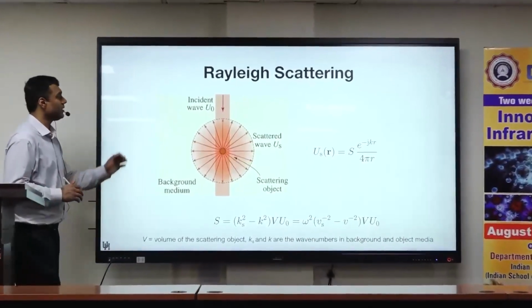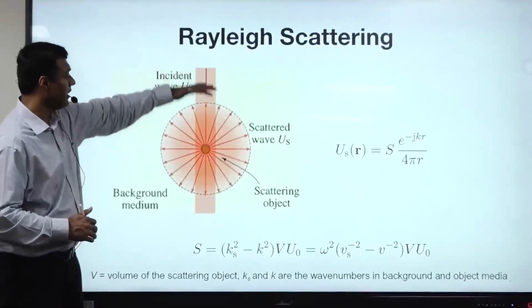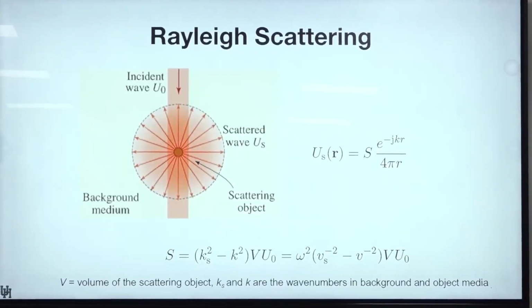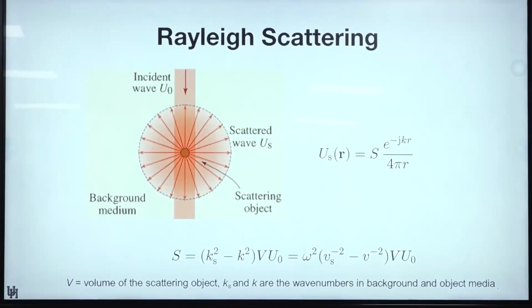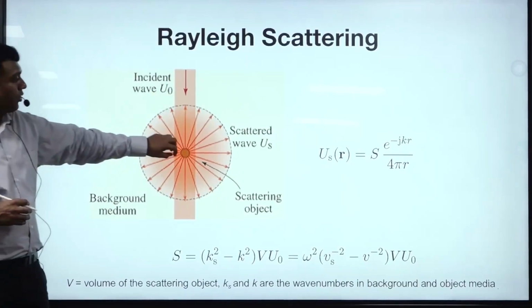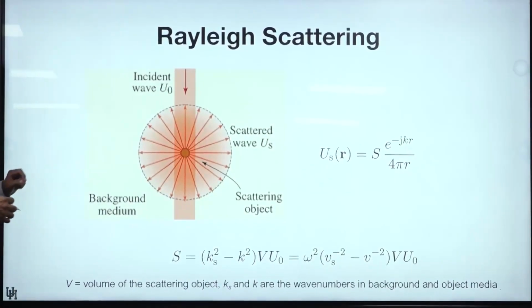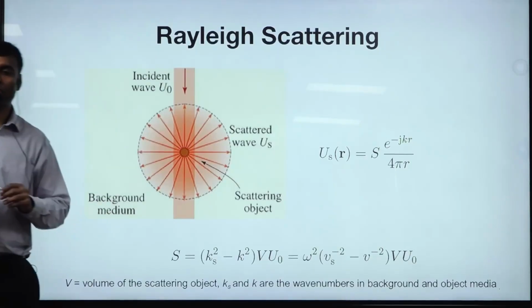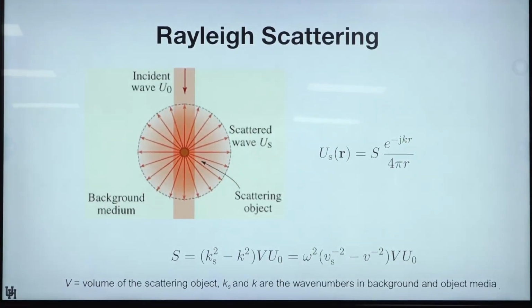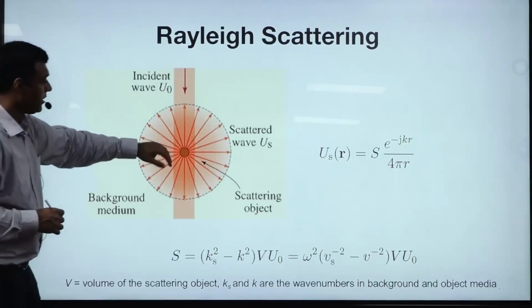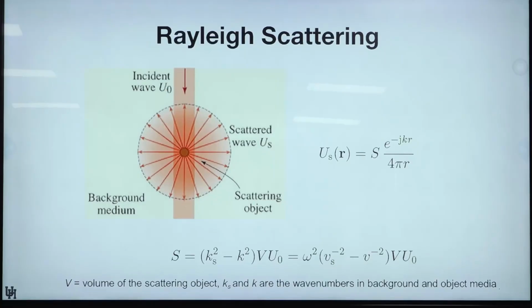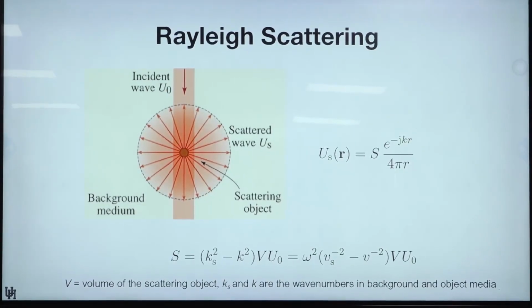What happens in Rayleigh scattering is light is incident, say, on an object which scatters light, and typically the size of the object is comparable to or smaller than the wavelength of light being used. In this case, light scatters. And what is the nature of this type of scattering? If light is incident on the object, it scatters uniformly in all directions. So that is Rayleigh scattering.